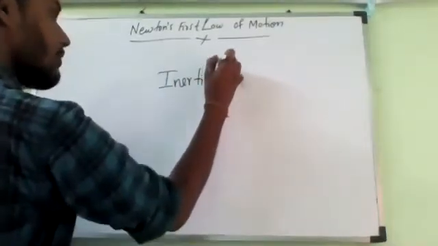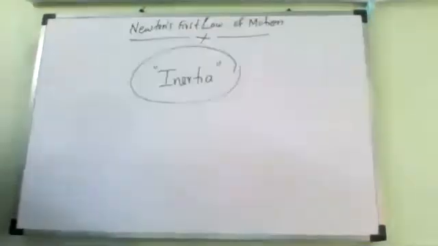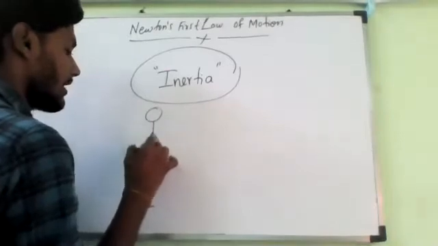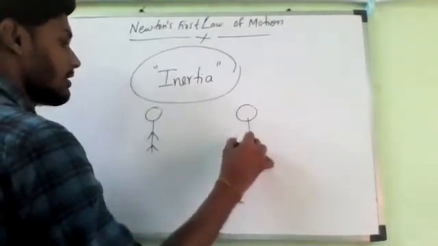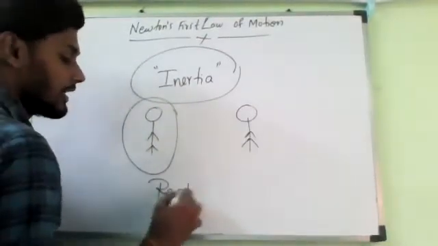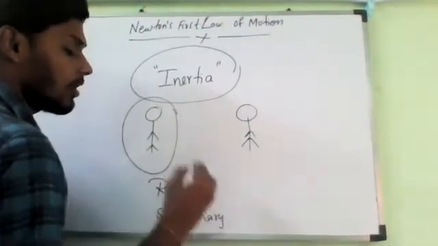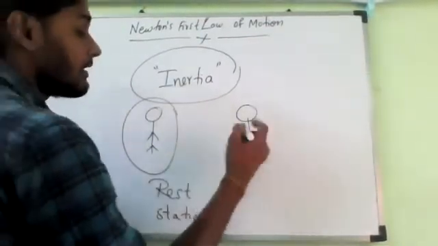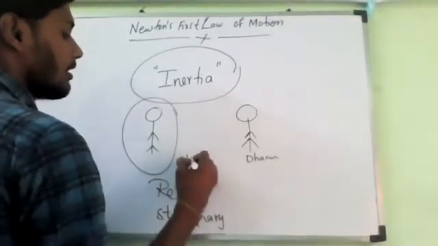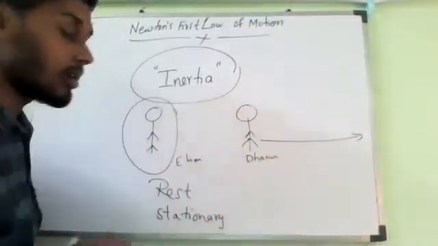So what is inertia? You can understand more clearly once I explain the examples and some experiments. Inertia means, suppose, let me imagine this is Elamukil, and this is the road. Now Elamukil is at rest, in the sense that he is stationary. He is in a stationary position. And this is Darun, who is in uniform motion in a straight line on a straight road.